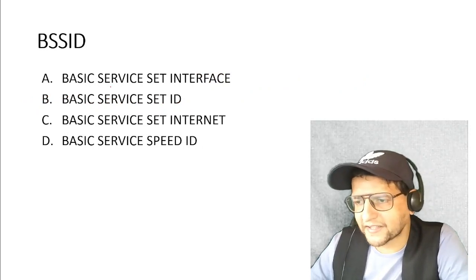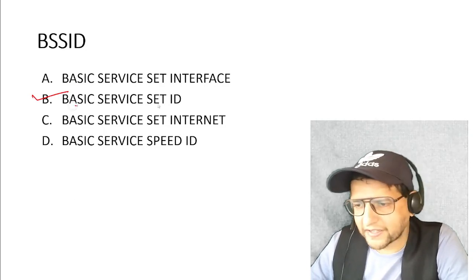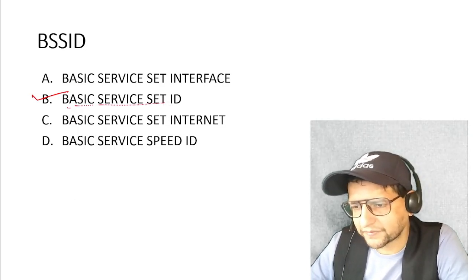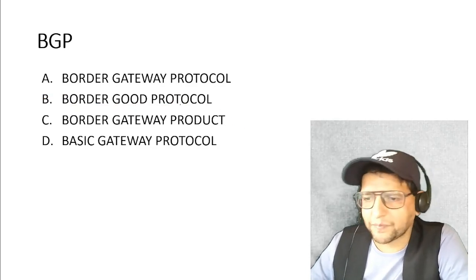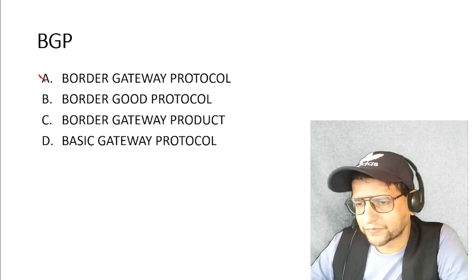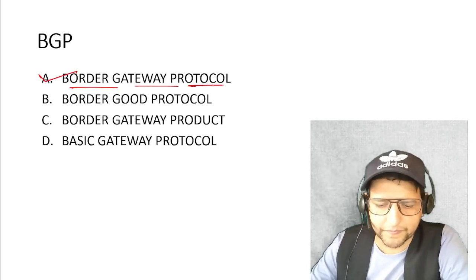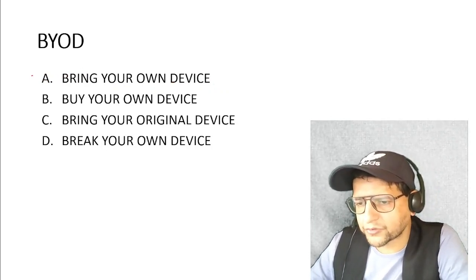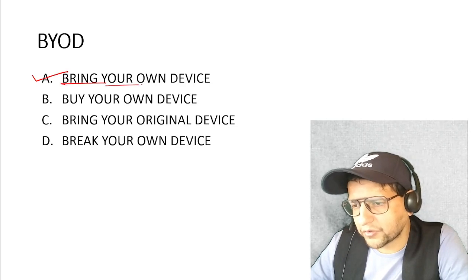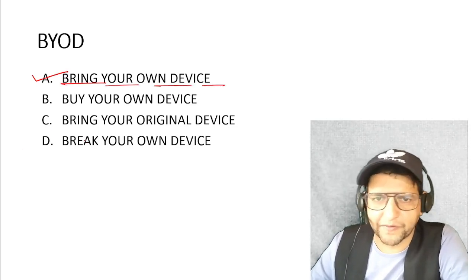BSSID is a basic service set identifier. So it's a basic service set ID. ID is the identifier. So basic service set identifier. This is the right. BGP is a border gateway protocol. So A is right here. Border gateway protocol. BYOD, bring your own device. So A is right. Bring your own device. Not break your own device.